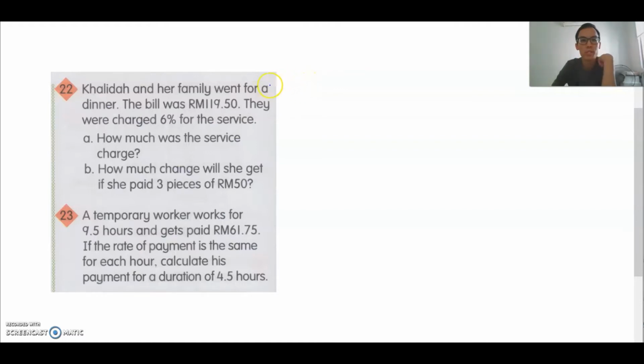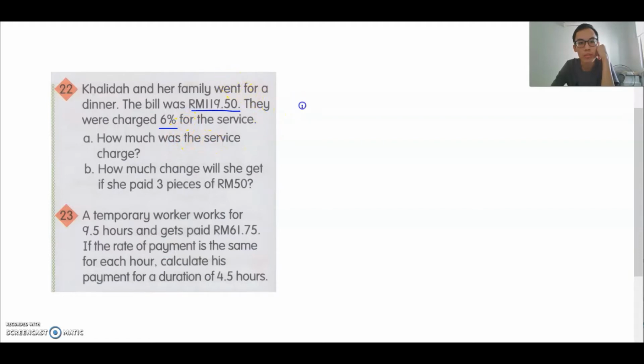Okay, let's look at question 22. Khalida and her family went for a dinner. The bill was 119 ringgit and 50 cents. They were charged 6% for the service. How much was the service charge?